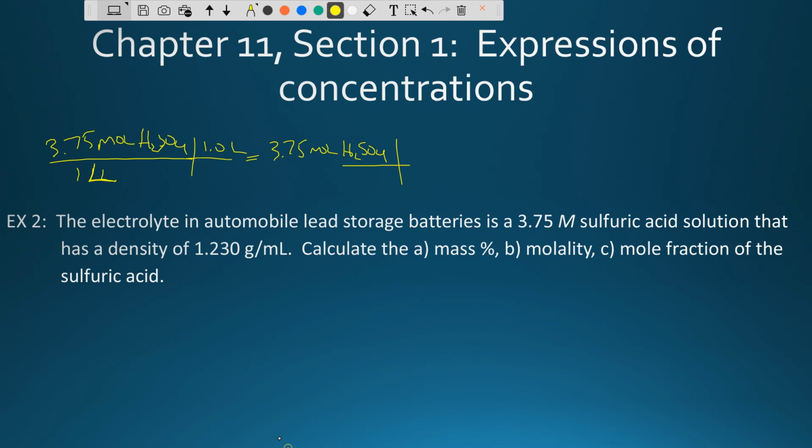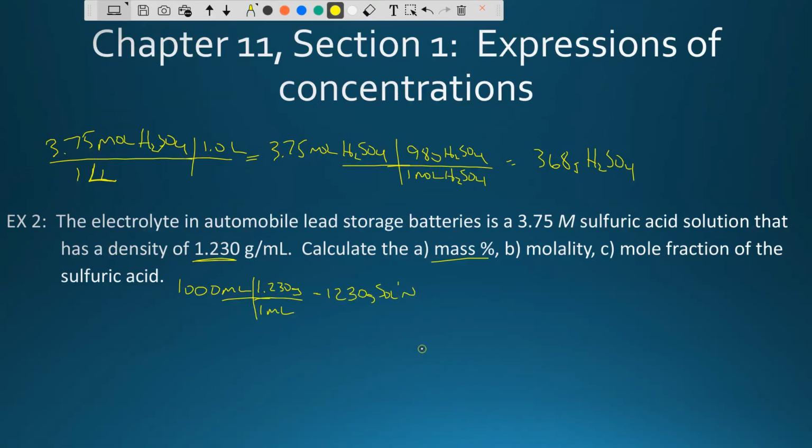And if I want to find, first of all, my mass percent, let's convert my moles of acid into grams. So 1 mole of acid to 98 grams. That will give me 368 grams of sulfuric acid. Okay, now I have a liter's worth of solution. The density of my solution is 1.230. So if I have 1 liter's worth, that's 1,000 milliliters, and I can convert 1 milliliter to 1.230 grams, I end up with 1,230 grams of solution. Cool. So if I take a look and divide those, times 100%, I end up with a percent in this case of 29.9%. All right, so that deals with my mass percent.